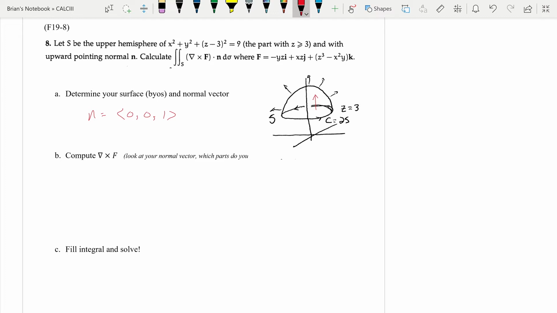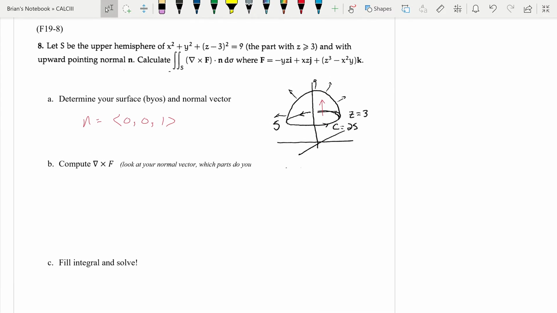So yes. Compute your del dot cross f, and I say look at your normal vector. Which parts do you actually need to compute? That's important because we just have a 0, 0, 1 here.